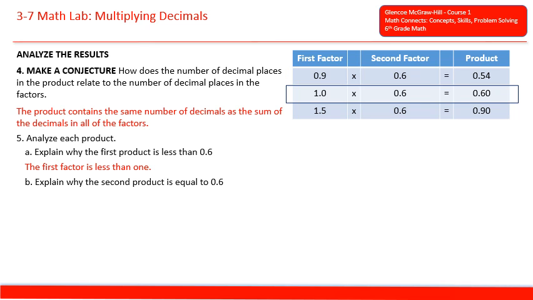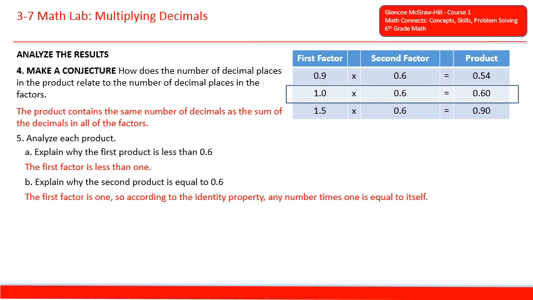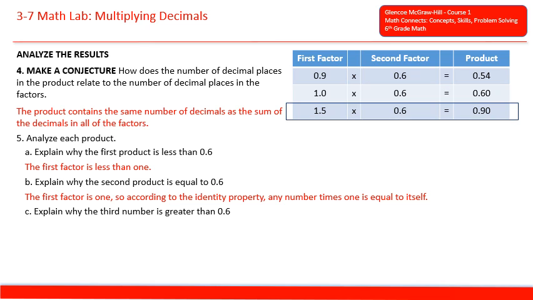Explain why the product is equal to 0.6. So I just explained that, right? We know that 1 times any number is that number. So 1 times 0.6 is 0.6. And that's called the identity property.